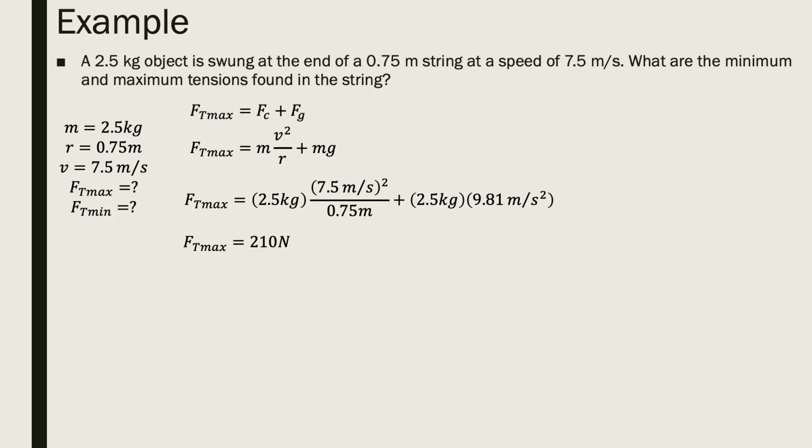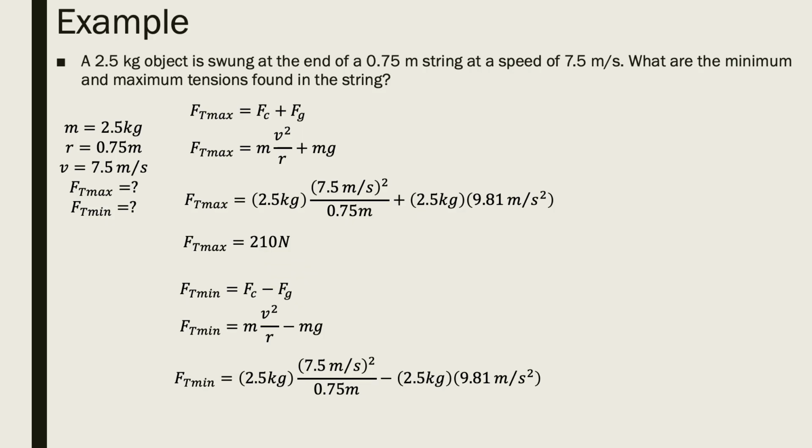The minimum occurs at the top. At the top, our centripetal force is being caused by both our force of tension and our force of gravity. So if we take our force centripetal and subtract our force of gravity, that gives what remaining force our tension must provide. And once again, substitute our values or equations in, and we get that at the top of a swing, or top of a loop, we have a tension force of 160 newtons.